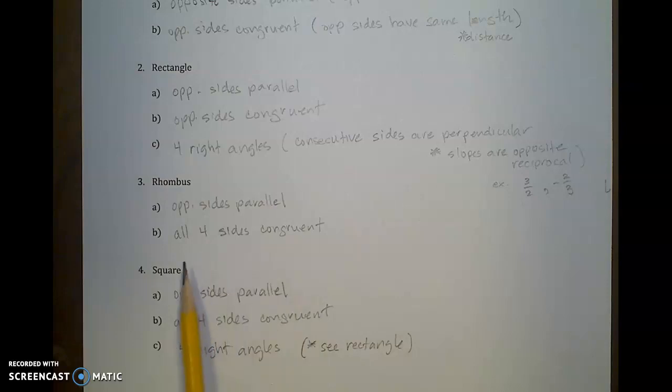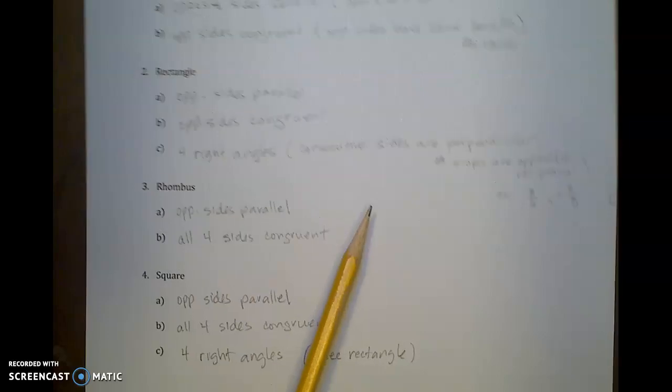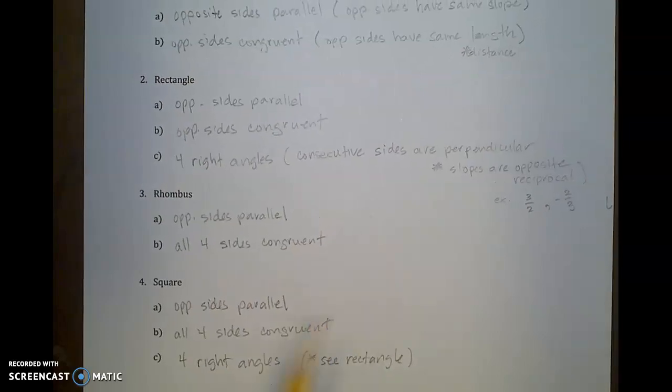Now the nice thing about the last two is they are kind of an overlap of the previous characteristics. So let's finish off with rhombus. It has 2 characteristics that you want to know. Opposite sides are parallel, meaning again opposite sides have the same slope. And it has all 4 sides that are congruent. All 4 sides have the same length.